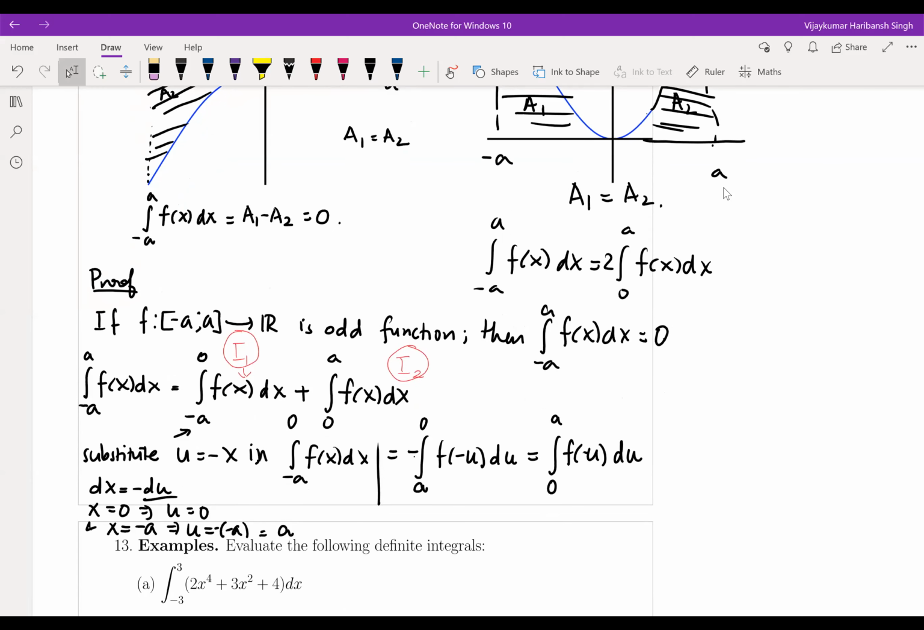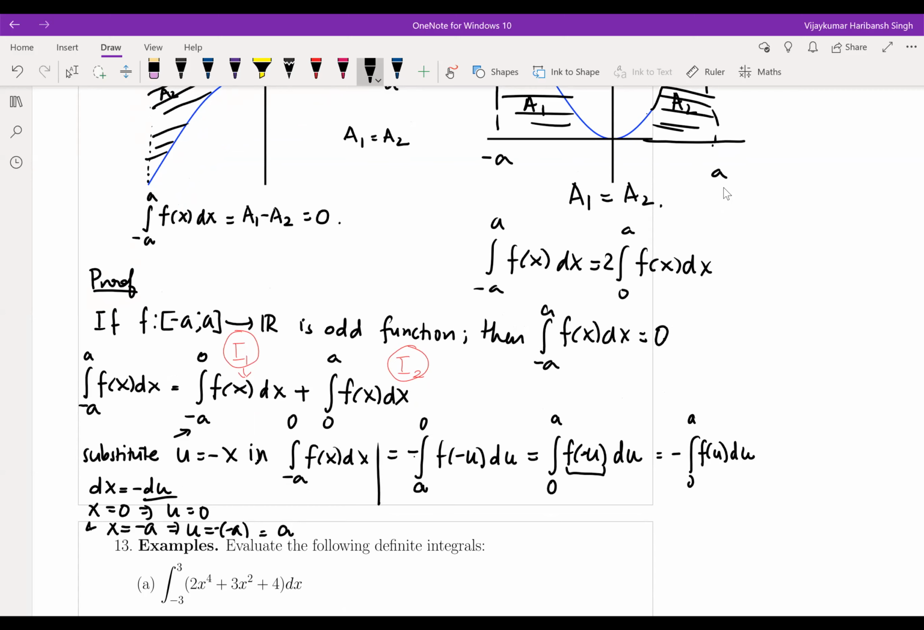So what do we get? Therefore, we get this, but what kind of function is this f? It's an odd function. So we get minus the integral from 0 to a of f of u du. So what is this?